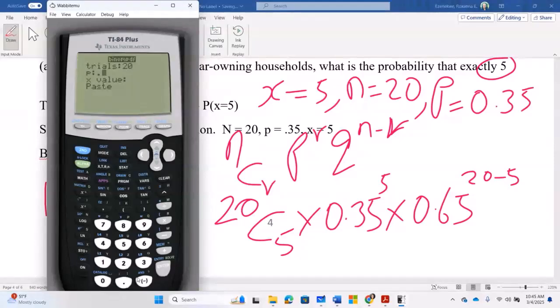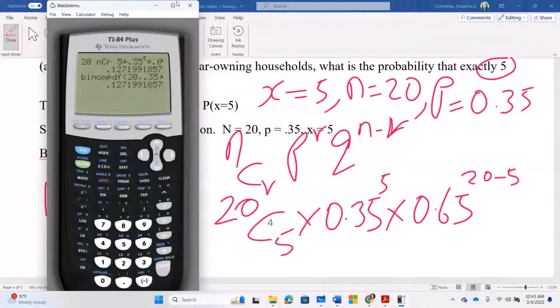Success is 0.35, and the value of x is 5. And now I am going to paste. Okay, see, I did it by hand. I got the same answer with the calculator. You can do it any way you know how, but the calculator is easier. You should know how to use both the calculator and do it by hand.